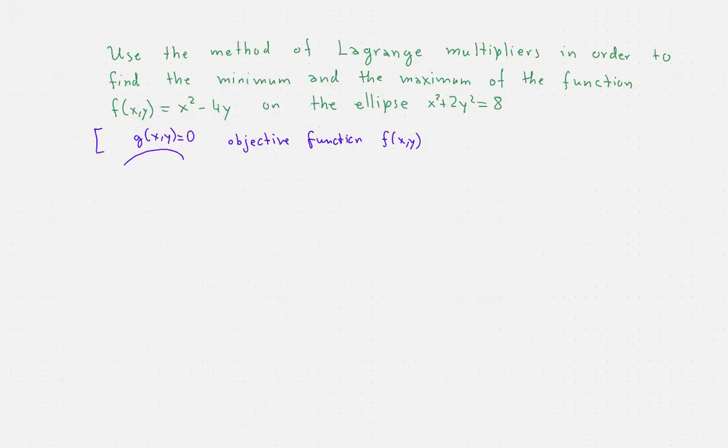In any case, the bottom line is that the system of equations that we have to consider comes from the fact that the gradient of f should be a multiple of the gradient of g, and that g should be equal to 0 so as to ensure that we are within our constraints. And that's pretty much the method of Lagrange multipliers. Let's see how we apply this method to this particular problem.